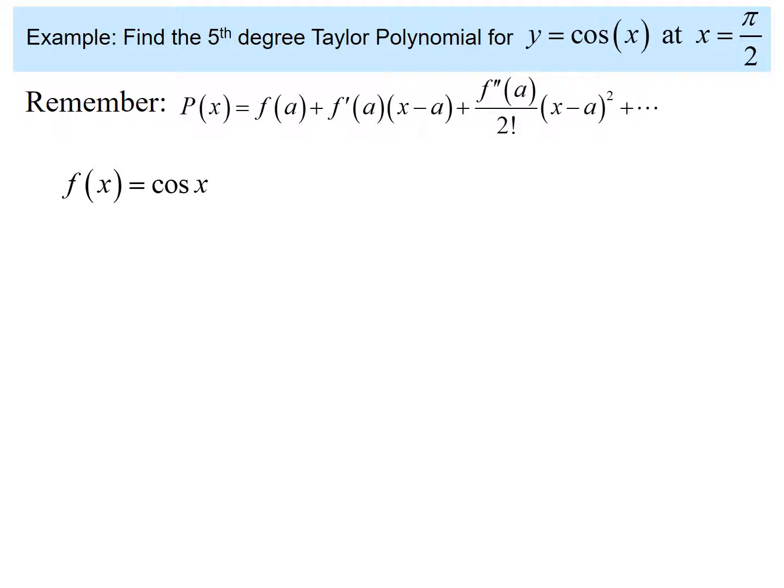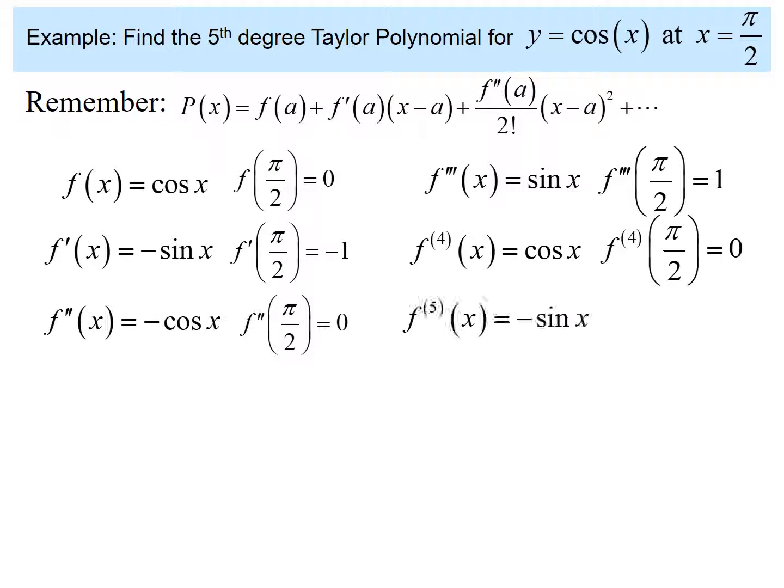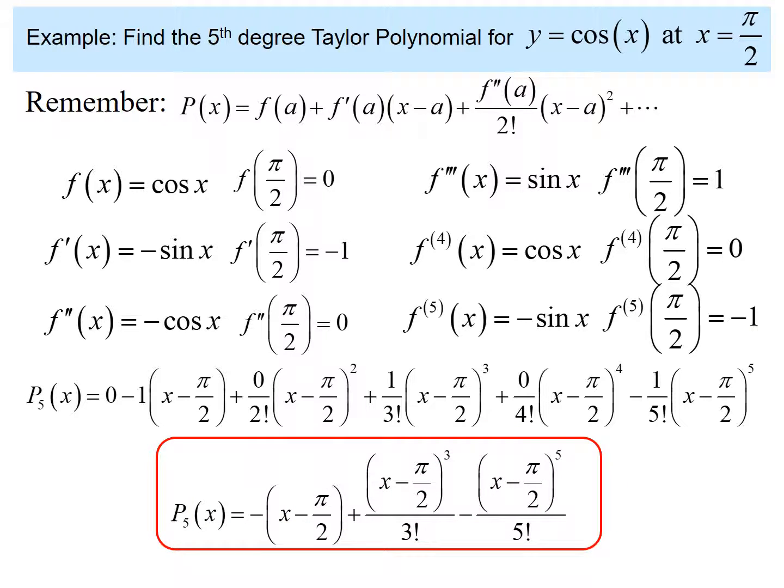All right, so we take our original function, evaluate it at pi over 2, and we're going to go out to the 5th derivative. Okay, and now we can go and construct the polynomial using the formula. We can cancel out all those terms that are multiplied by 0, and here's our 5th degree Taylor polynomial centered at x equals pi over 2.